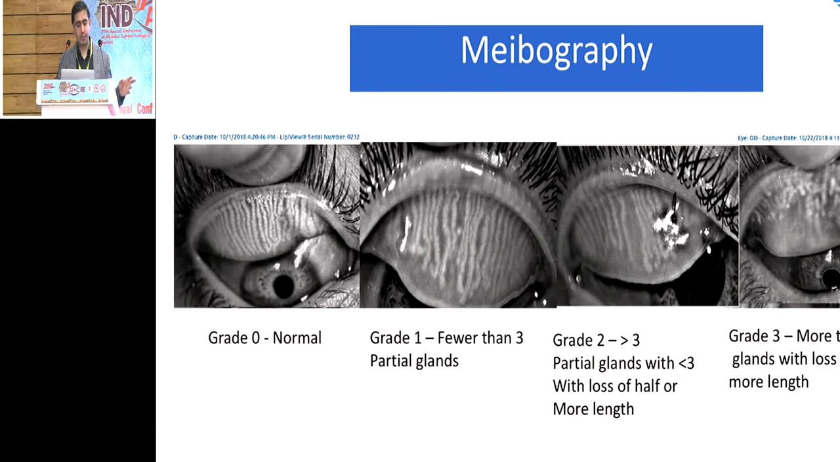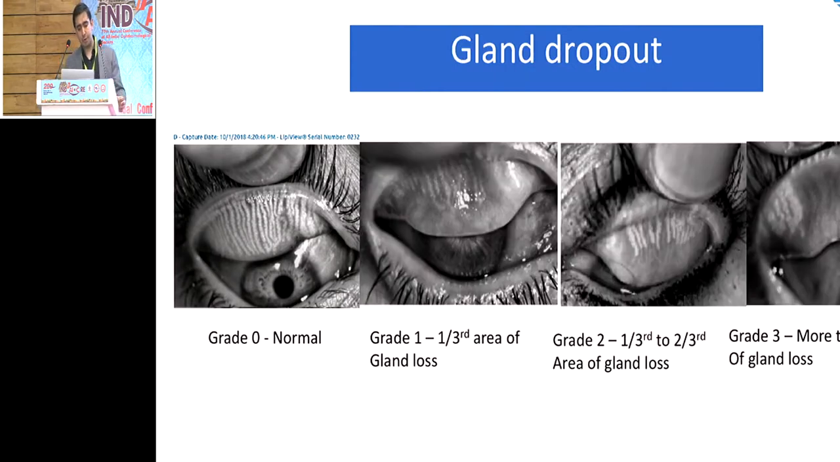So how you grade this is grade 0, where it's normal. Grade 1, as you can see, is fewer than 3 partial glands. Grade 2, greater than 3 partial glands. And grade 3, well, more than 3 partial glands are lost over half the length.